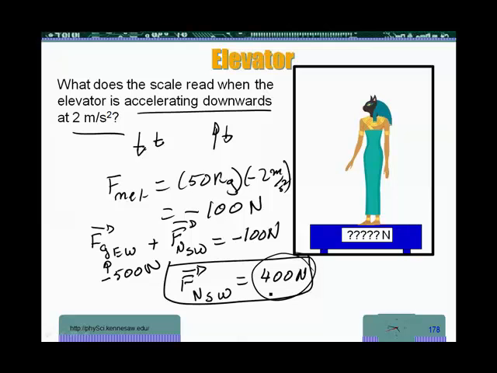Okay, this case here, accelerating downwards, is much better than any of the weight loss programs probably that you heard of. You can get an immediate lower reading on a scale.